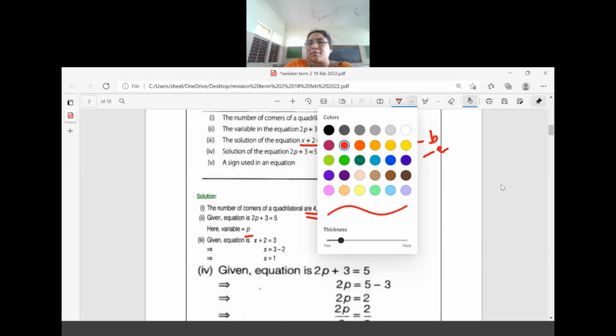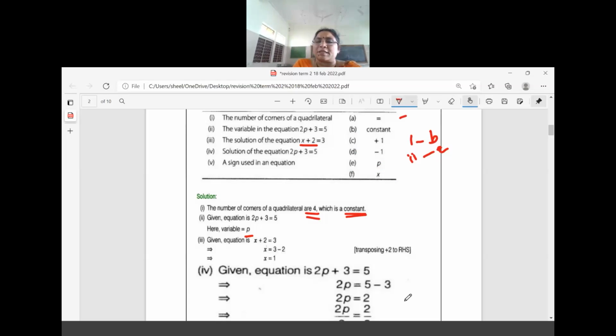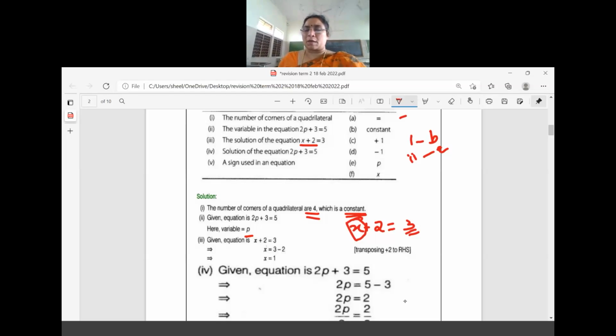Already we have revised many. Still, if anybody has any doubt, see x plus 2 equal to 3. What value do we have to put for x so that this equation is satisfied with the 3 only? You can give a value for x, 1 or 0 or 2, like that you can try. We can go with the trial and error method, otherwise the transposing method.